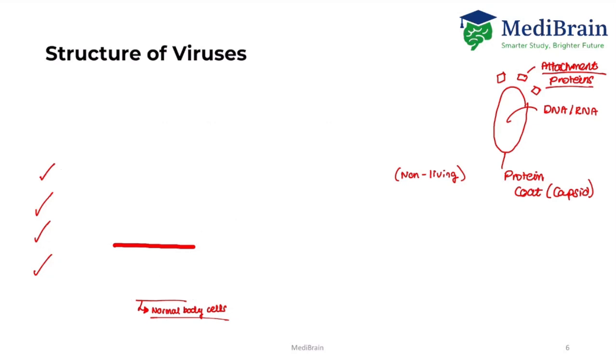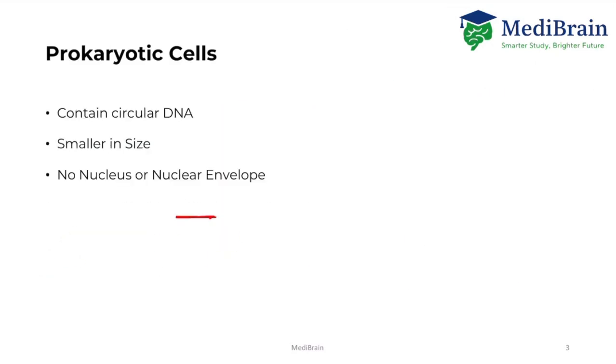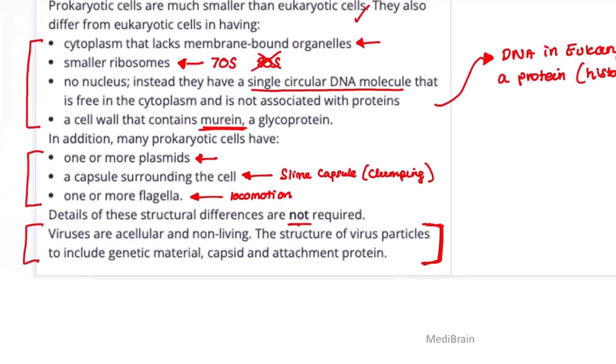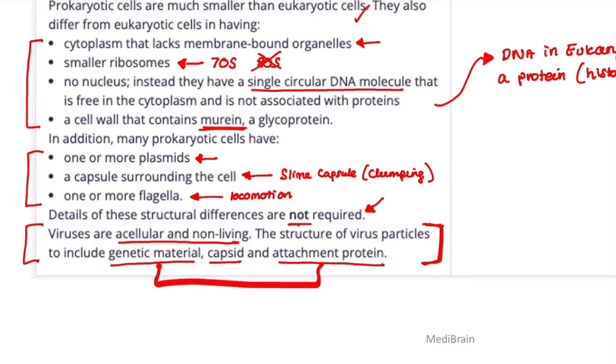And if you go back to the spec just as a reference, over here, viruses are acellular and non-living. We've covered that again. The structure of virus particles include genetic material, capsid, and attachment protein. And because it doesn't say that the structural differences are not required, like it did with prokaryotic cells, you will need to know the structural differences. You will need to know the structural functions and anything like that, which we have also already covered.